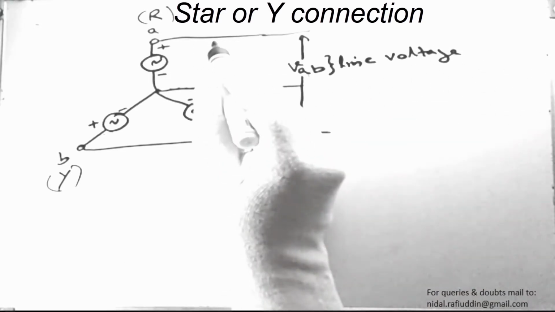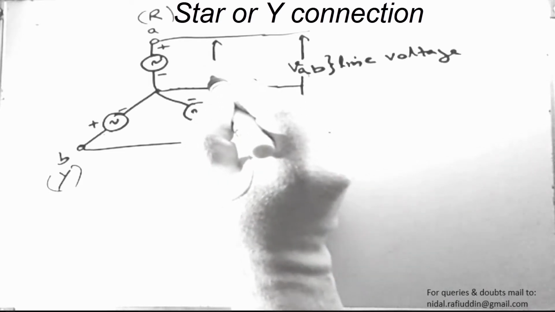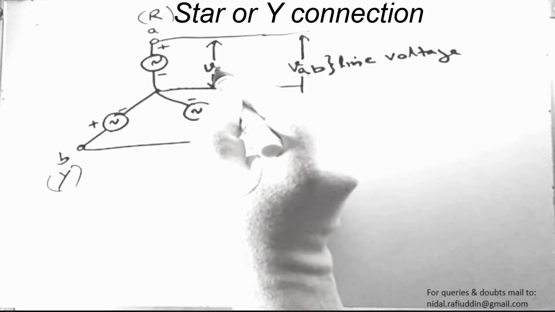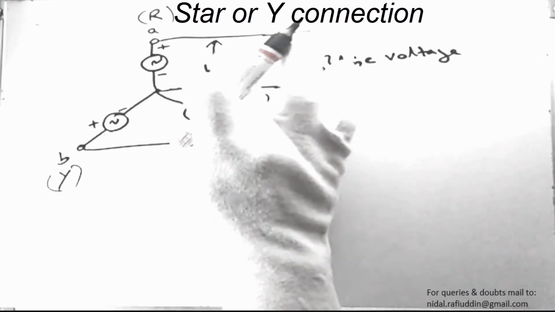And the voltage that occurs between terminal A and the neutral, so the potential difference between A and neutral, is termed the phase voltage. So this is the phase voltage.